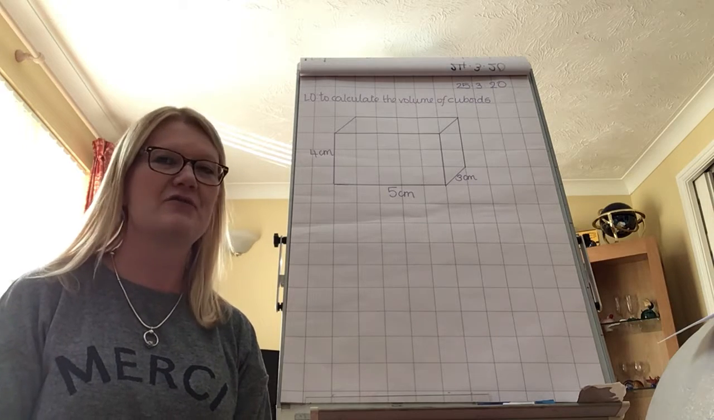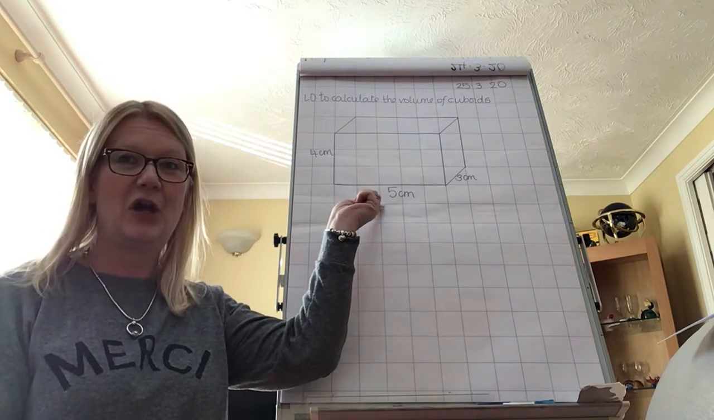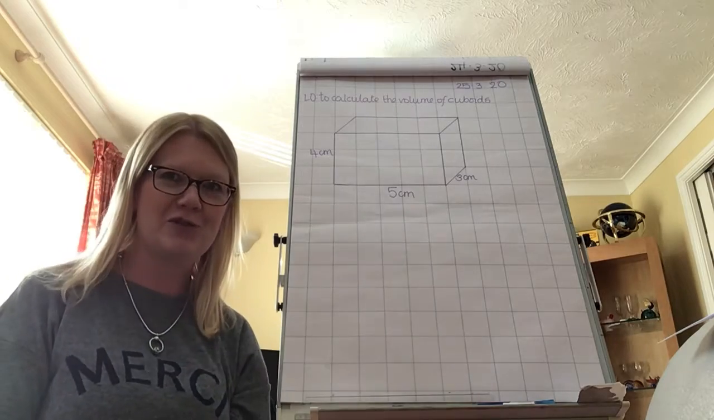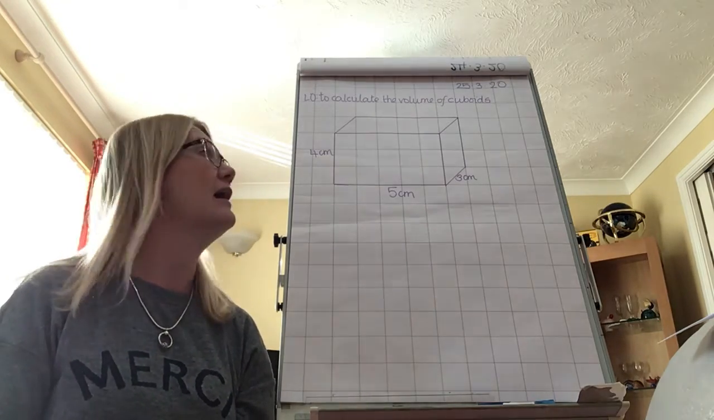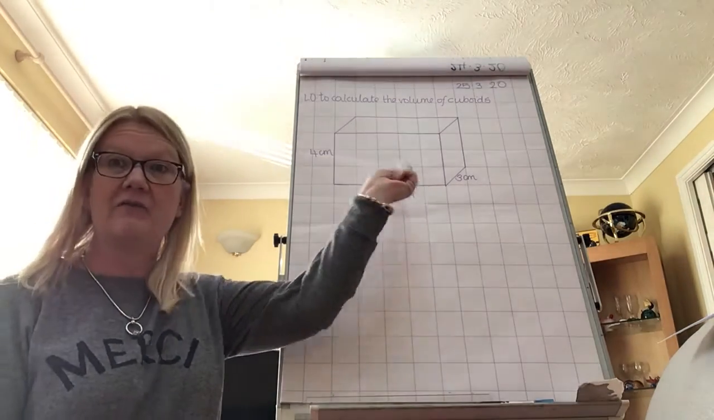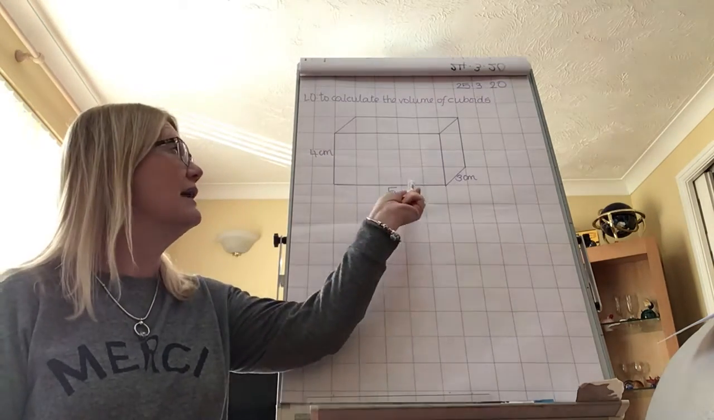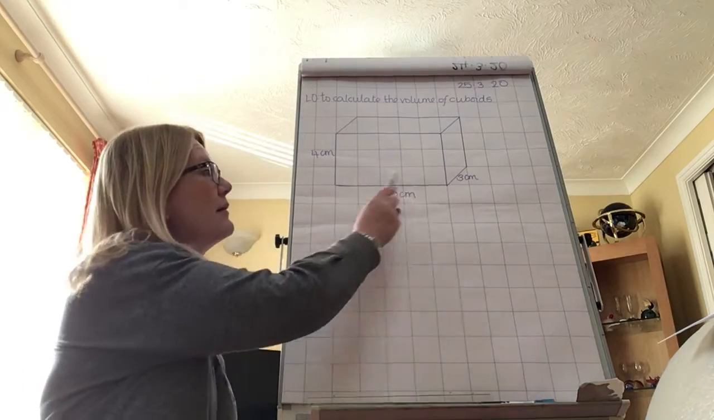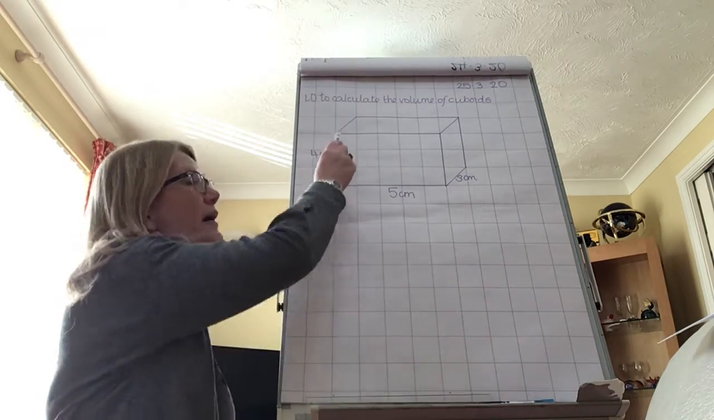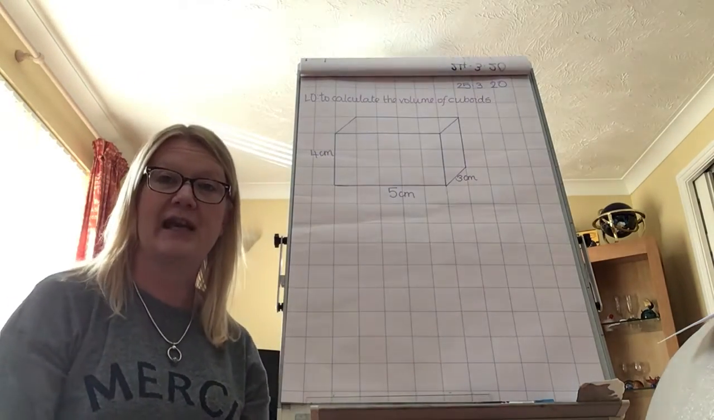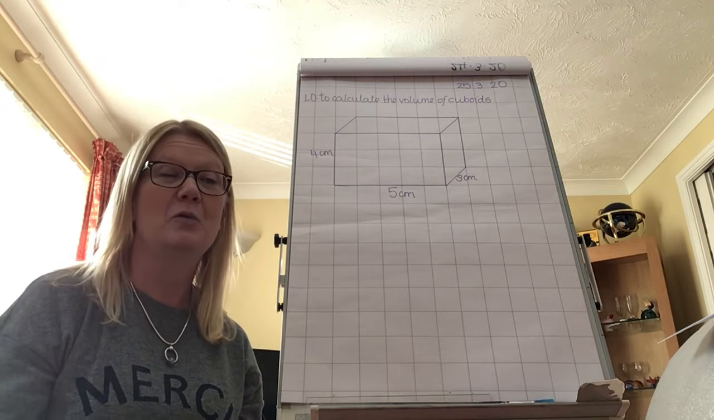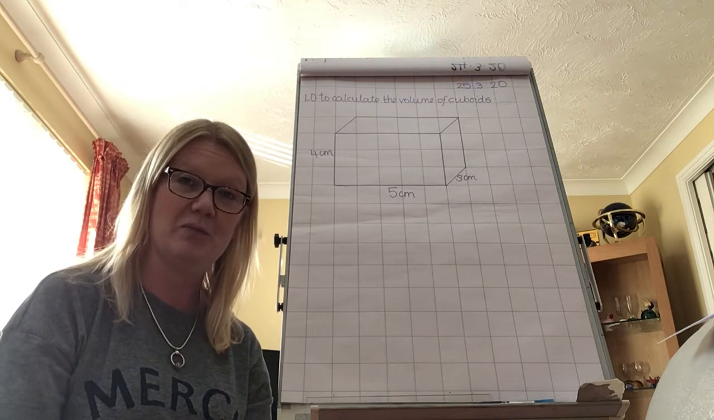Okay, so I've drawn a cuboid, a three-dimensional shape, which looks a bit like that really, a box shape. So a cuboid can either have different length sides, the length and the width and the height, or if they're all the same, then it's a special cuboid, which we all know is called a cube.